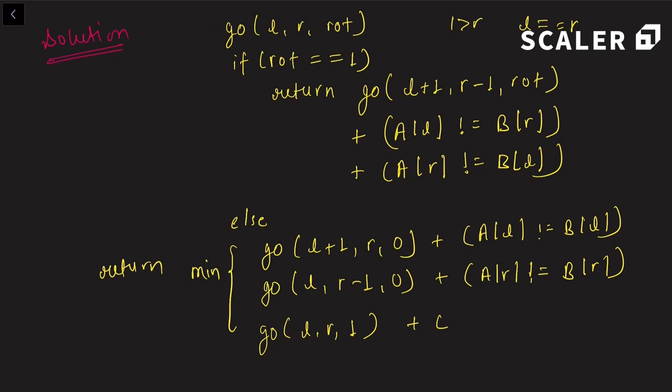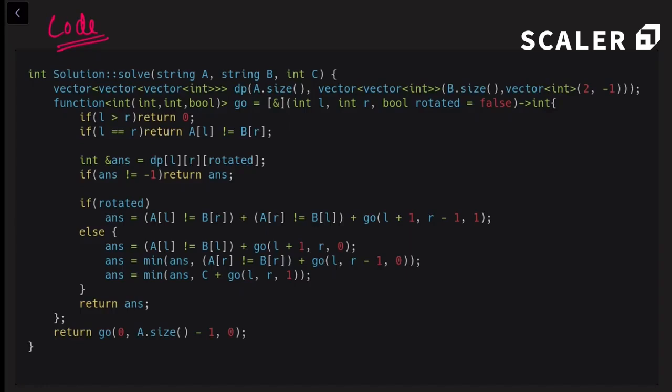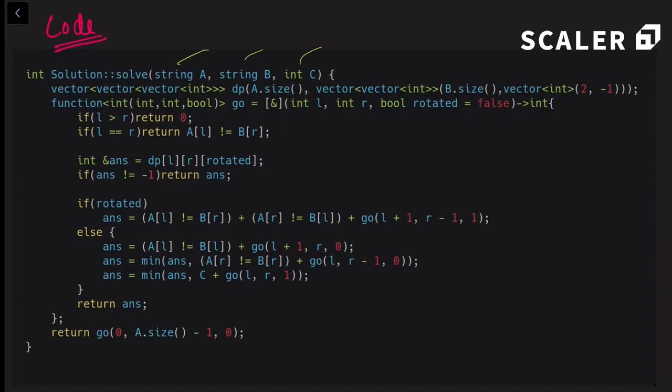Now let us talk about the pseudocode to this problem. So basically we are given two strings A and B and an integer C. Then I have this go function here which has three parameters L, R and rotated. Rotated here signifies whether we have reversed the string or not. And then L, R signifies the same thing. L represents the first character, R represents the last character of the current substring we are watching.